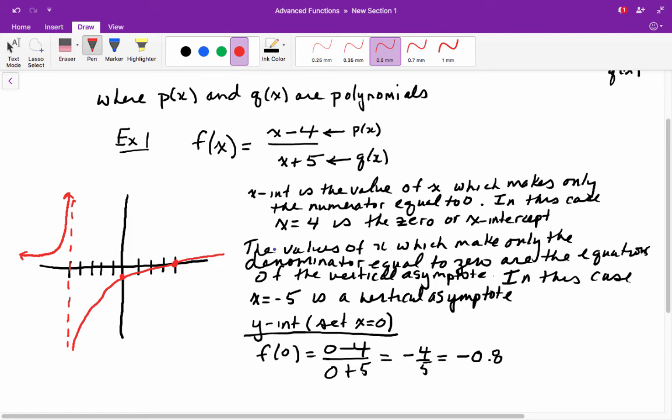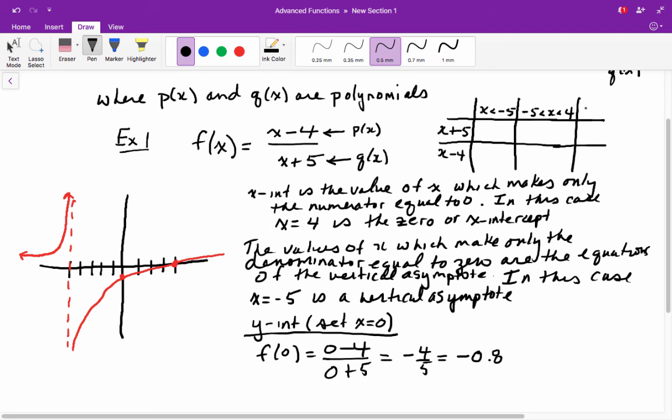Now, I made mention of the idea of a factor table. I'll show you how this would look. The key points on this graph are the vertical asymptote and the x-intercept. So we make a table and put the factors or the parts of the function in the table. And we could do x is less than -5, -5 to 4, and x is greater than 4.